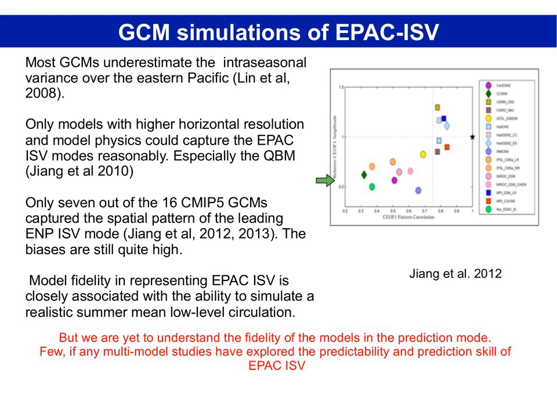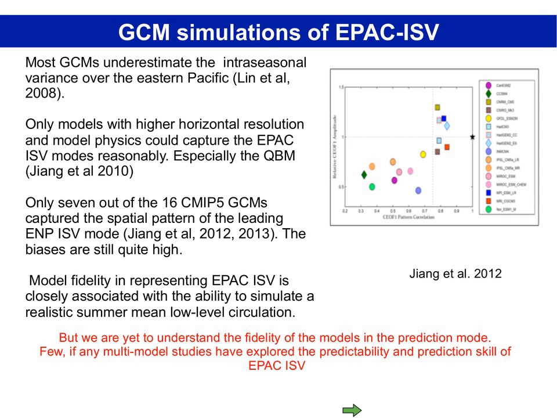One of the first studies to examine the intraseasonal variability over the Eastern Pacific was for the CMIP GCMs, which showed that most of the GCMs underestimated the variance of intraseasonal power over the Eastern Pacific. Later, it was found that only 7 out of the 16 GCMs could capture the spatial pattern of the leading Eastern Pacific ISV mode, and even in those cases, the biases were quite high. The fidelity in representing the Eastern Pacific ISV was closely associated with how well the model simulates the realistic summer mean circulation over the region. But so far, nobody has addressed how well the models predict the mode, that is, the prediction skill and the predictability associated with the Eastern Pacific ISV.